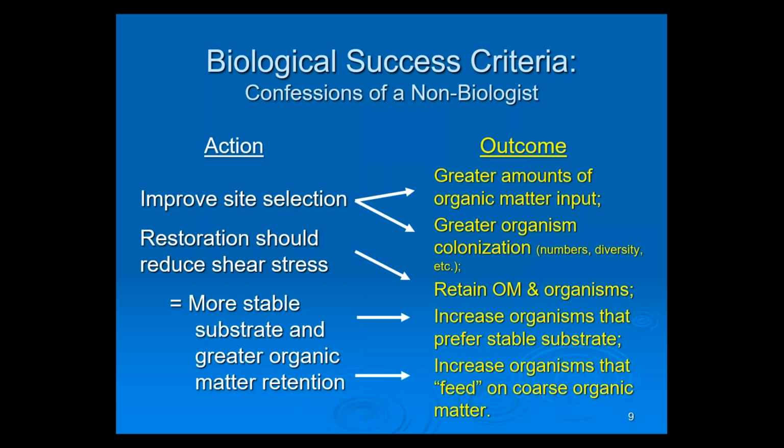So basically, by reducing shear stress and improving site selection, we should end up with more stable substrate and greater organic matter retention. And to me, my non-biologist self, I thought, well, that should lead to an increase in organisms that prefer stable substrate, like clingers, and increase organisms that feed on this coarse organic matter, like shredders.